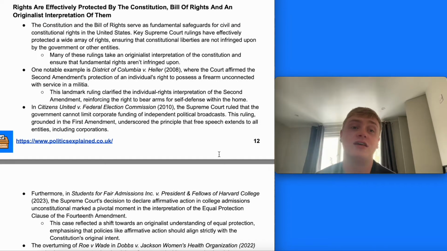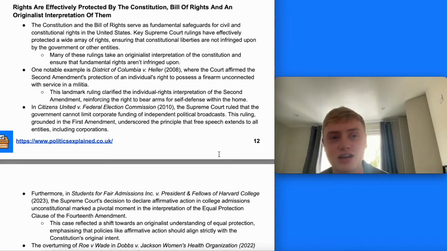Rights can also be seen as effectively protected by the Constitution, by the Bill of Rights specifically, and an originalist interpretation of them. So the Constitution and Bill of Rights serve as fundamental safeguards for civil and constitutional rights in the United States. Key Supreme Court rulings have effectively protected a wide array of rights, ensuring that constitutional liberties are not infringed upon by the government or other entities.